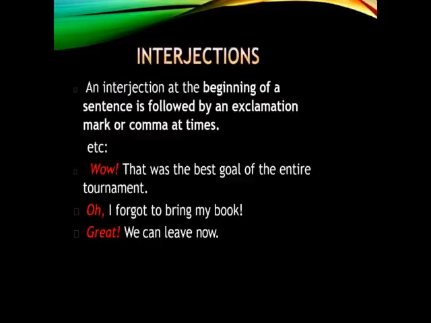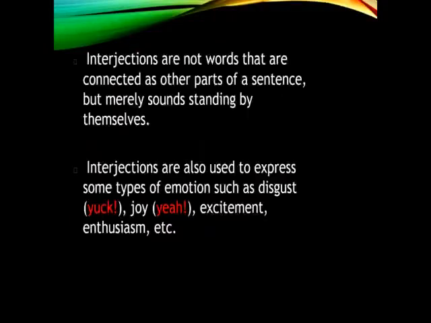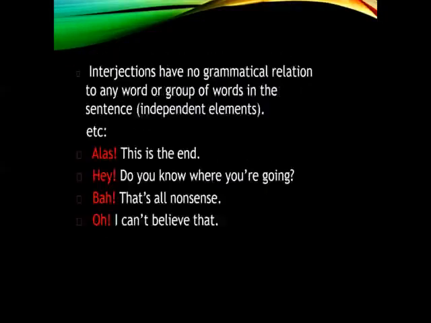An interjection at the beginning of a sentence is followed by an exclamation mark or comma at times. Example: wow, that was the best goal of the entire tournament. Oh, I forgot to bring my book. Great, we can leave now. Interjections are not words that are connected as other parts of a sentence, but merely sounds standing by themselves. Interjections are also used to express some types of emotions such as disgust, yuck, joy, yeah, excitement, enthusiasm, etc.